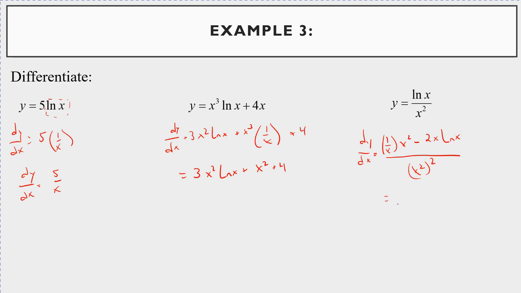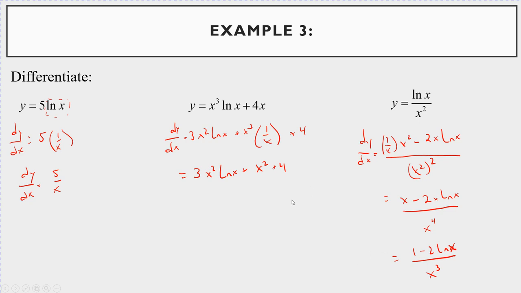So 1 over x times x is x, minus, and then I got 2x natural log of x, all over x to the 4th. And then what you can also do here, if you see it, you can factor out another x, and you get 1 minus 2 natural log of x over x cubed, because that x you factor out will cancel with the denominator there. And you'll want to fully reduce these problems when you come to them.